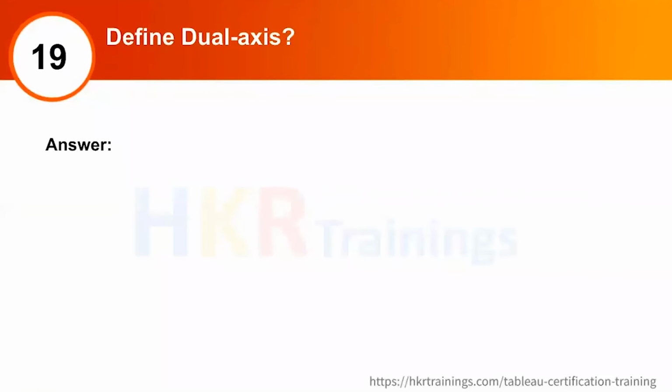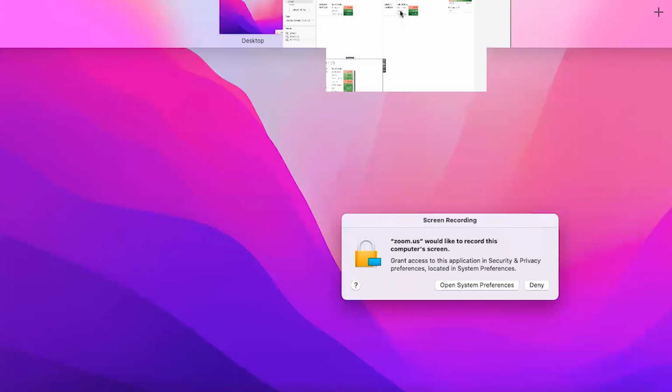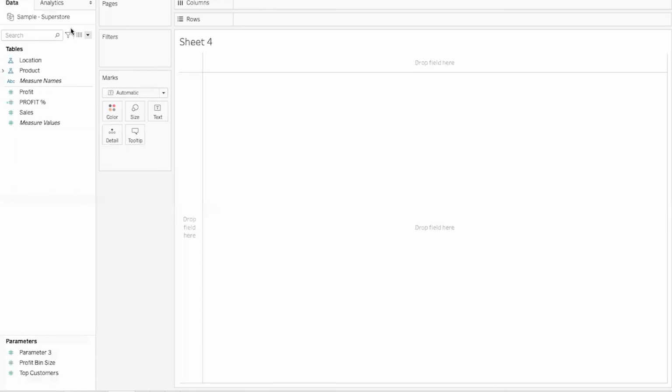Okay, what's the dual axis? Dual axis is used to show two measures in a single graph. Suppose you have profit on one axis and sales on one axis, and you want to plot it. You can simply show it using this functionality. It allows you to compare two measures at once. Many websites like Indeed also use this dual axis to show the comparison and growth rate, how your profit is moving, how your sales is moving. I can show you also if people want to see.